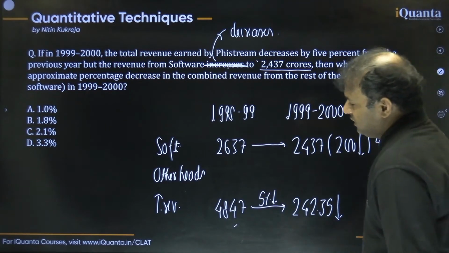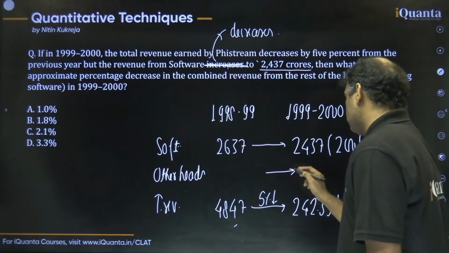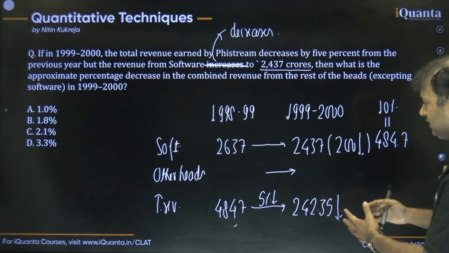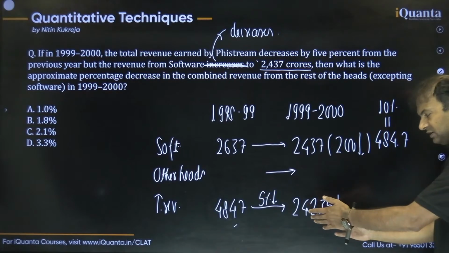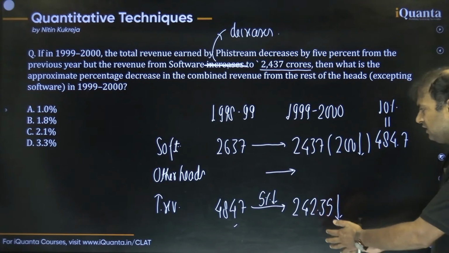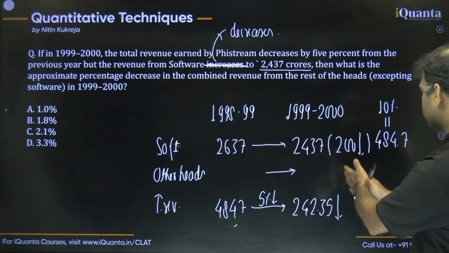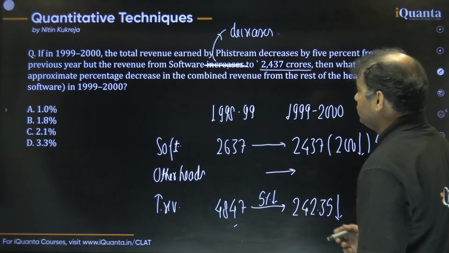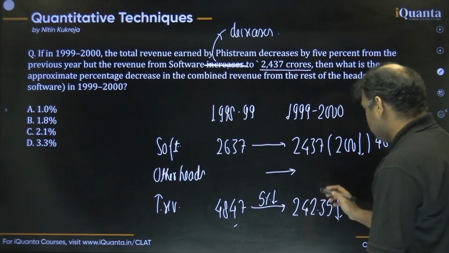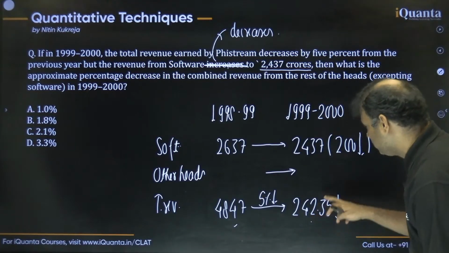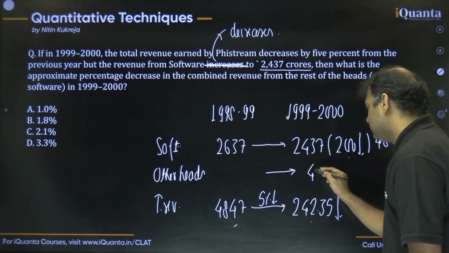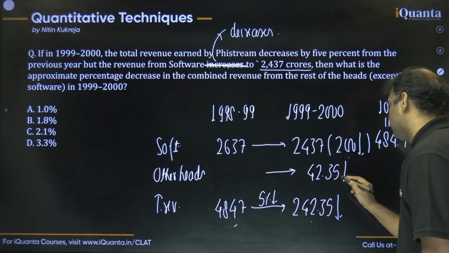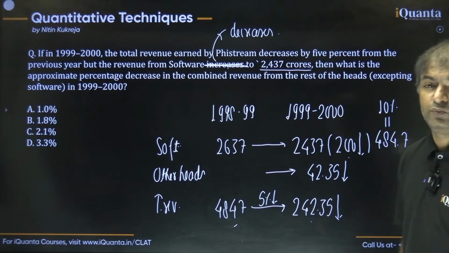So what about the other heads? First, we can say whether the other heads are decreasing or increasing. See guys, the total is decreasing by 242.35, and the software is decreasing by 200. That means the other heads should also decrease, right? So how much is it decreasing? By 242.35 minus 200. That means it is decreasing by 42.35, all right?